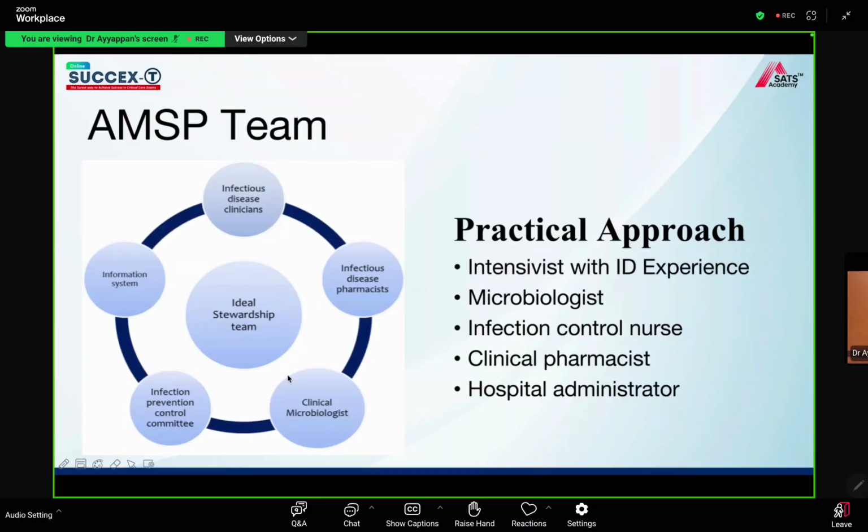The practical approach is that all places may not have an infection control specialist. So an intensivist or a physician with good ID experience and a microbiologist who has some clinical knowledge, along with the infection control nurse and the clinical pharmacist, should suffice. The most important part is a hospital administrator who is willing to take care of the resource part.